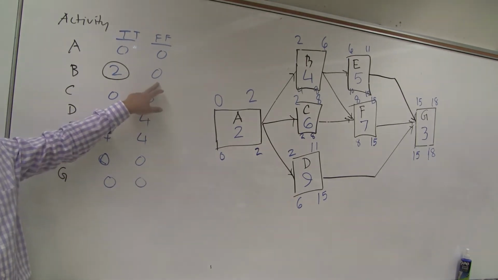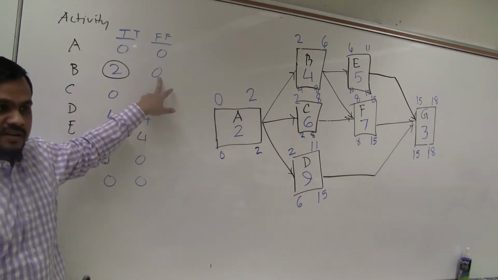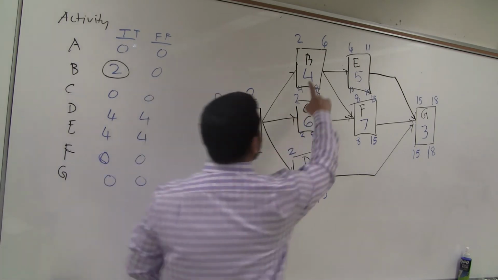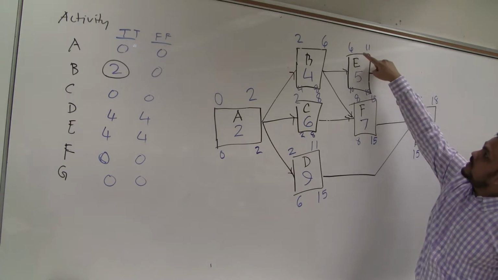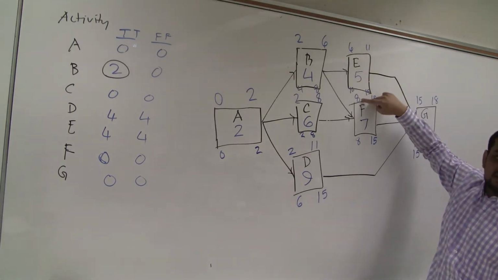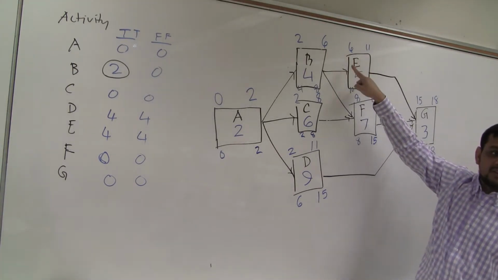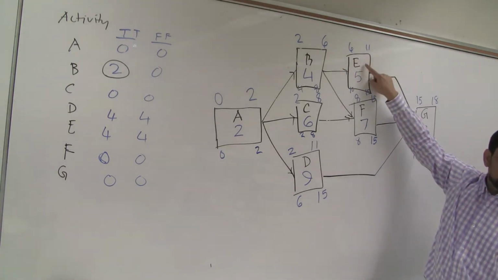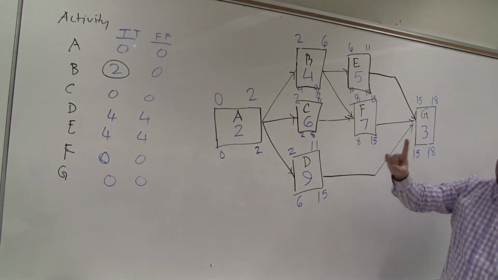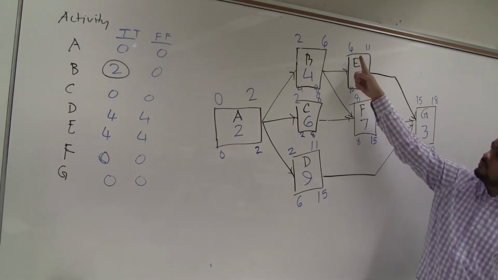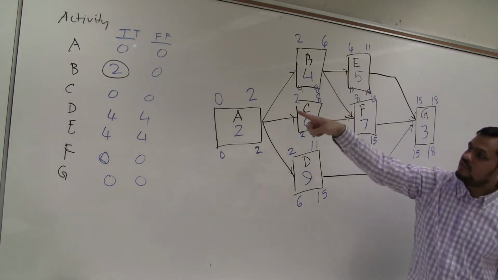Now what is free? Maybe I am wrong. 6. Free means I will not disturb my followers. So who is following B? E and F. E and F are starting at 6 and 8. When I am finishing 6, can I delay? If I delay, it will be hampered. No problem for F. So if I wait 1 day or 2 days, no problem for F, but there is a problem for E. So I have no options. So it is 0.